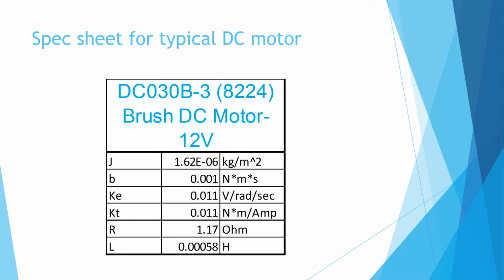The spec sheet for a typical DC motor was found online. For this project, the brush DC motor 12 volt will be used, where J is equal to 1.62e-6 kilograms per meter squared. B is equal to 0.001 Newton meter second, and Ke and Kt are both equal to 0.011. R is equal to 1.17 ohms, and L is equal to 0.00058.